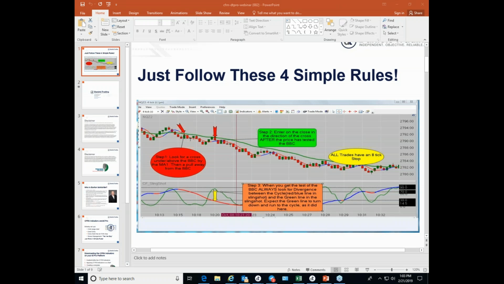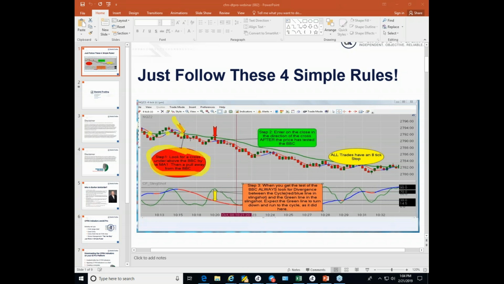Together they make up step number 1, which is the bullish or bearish cross. When the MA1 is red and crossing the BBC, that's a bearish cross. If the MA1 is blue crossing the BBC, that's a bullish cross. The one that's highlighted here is a bearish cross, and it's a bearish cross because the MA1 is red. So now we're looking for shorting opportunities.